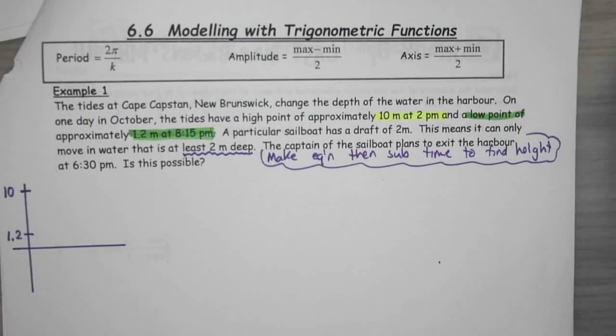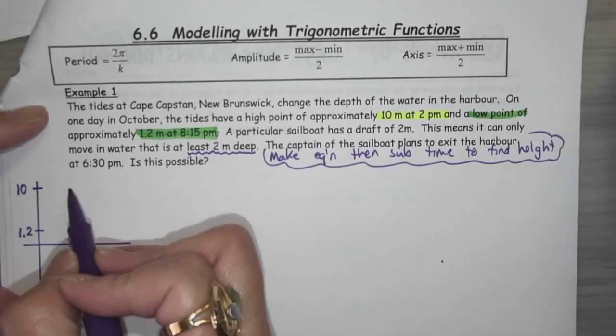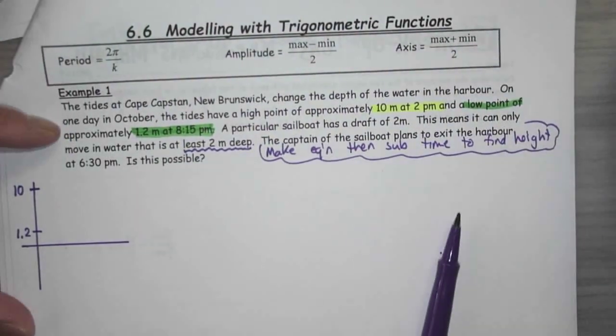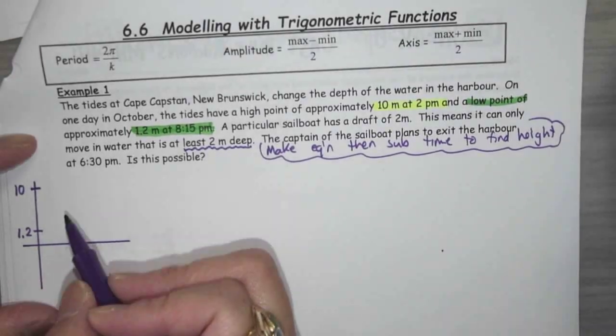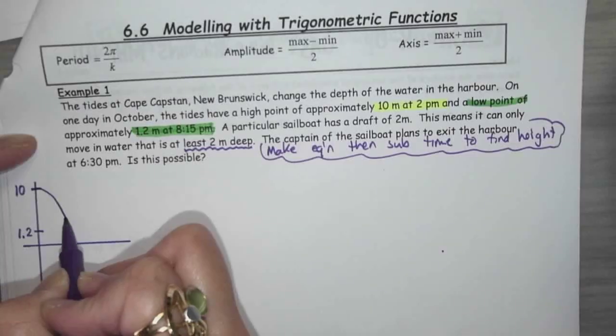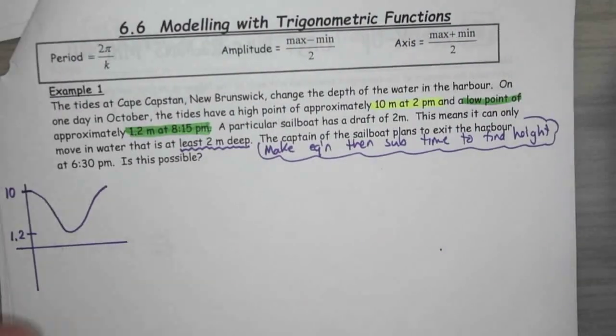So I need the axis, so I need everything here. You can do it off this just by counting, but I'm going to do it and say, okay, so I know at 10, it's starting here at 10 at 2 p.m., and it does something like this, goes down, and it comes back up. So this is what we're envisioning.